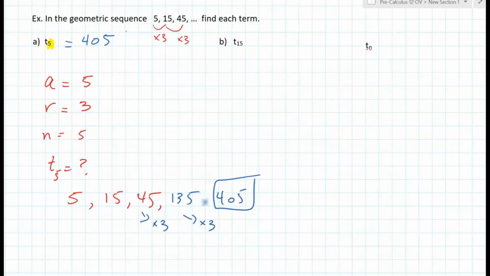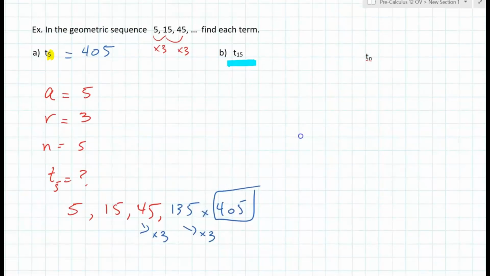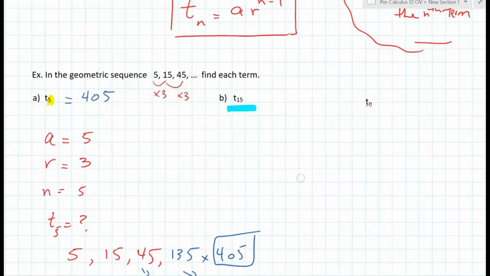But then when you come across a question like this, where you notice that T15, that may take you too long to do freestyle. So this is the part where you have to actually use the general term formula. So let's go ahead and use that. In this case, T15 equals 5, which is a, times r, which is 3, to the power of 15 minus 1.